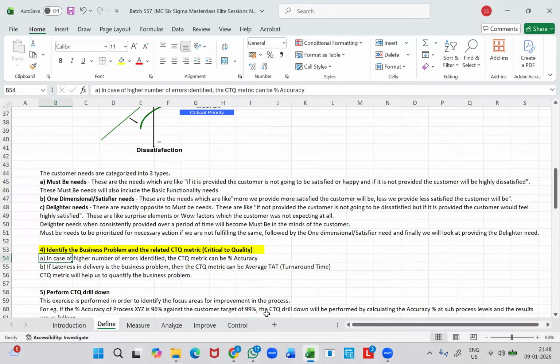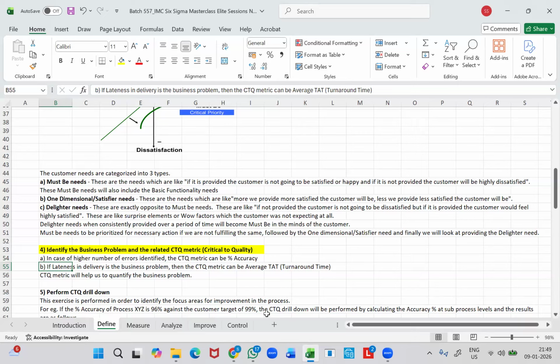So you have higher number of errors identified, then the CTQ metric that you would want to improve as part of the project exercise could be percentage accuracy. Or if you find the lateness in delivery, that is the key business problem, then the CTQ metric can be average turnaround time. So TAT is turnaround time, right? So the average turnaround time or the average time taken to deliver the output to the customer can be considered as the CTQ metric for necessary improvement.